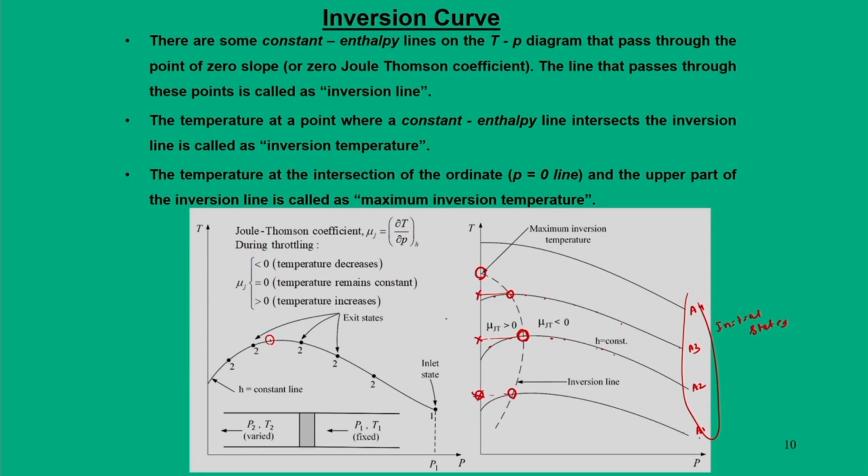So, these are known as inversion temperatures. And one interesting fact is that this inversion temperature for the ordinate, that means when P is equal to 0 line, that is on the temperature axis, at this particular point this P is equal to 0, and this is known as maximum inversion temperature.